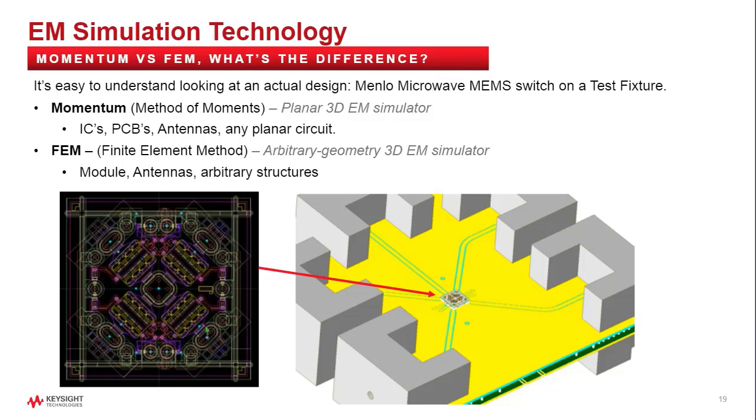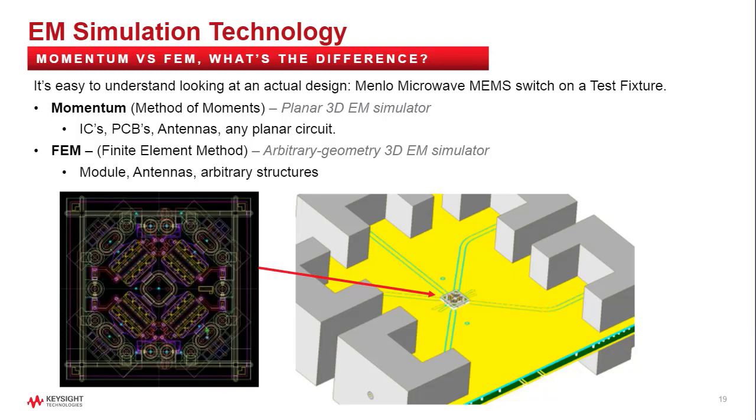Momentum, or method of moments, is a planar 3D EM simulator. On the lower left, you see the ADS layout of the single-pole 4-throw switch. It's realized with Z-extruded stacked metallization layers. So metal on top of substrate on top of metal. That's what we mean by a planar circuit. So Momentum is ideal for integrated circuits, PCBs, antennas, anything planar.